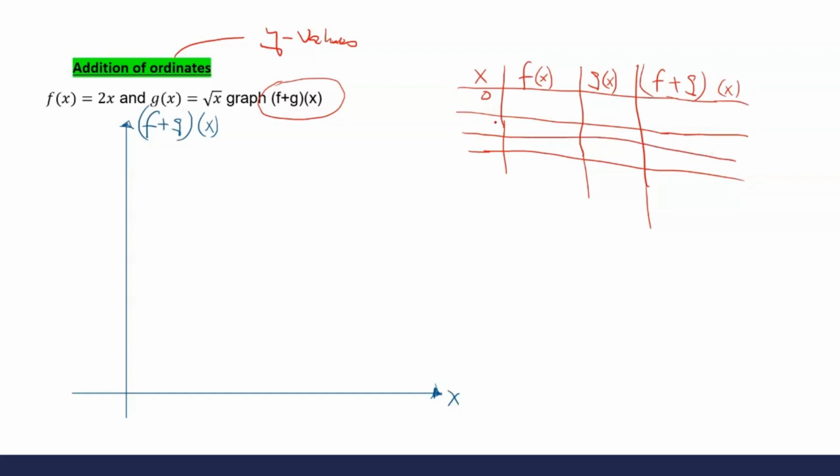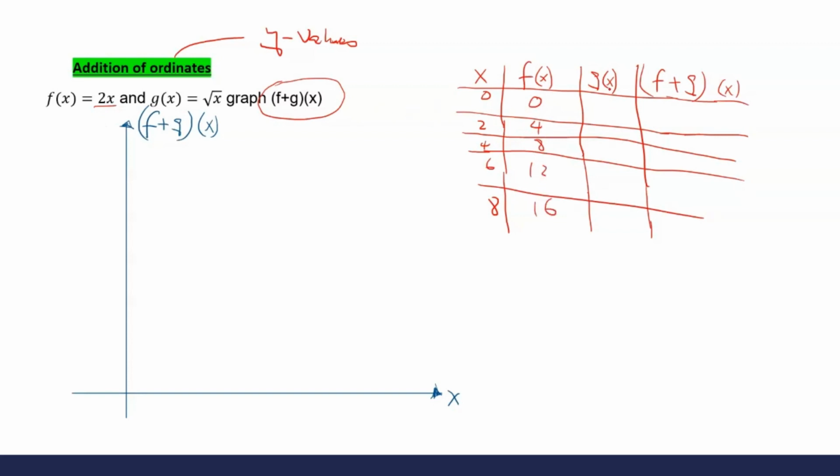So 0, 2, 4, 6 and 8. I'm going to choose those set of values of x. So I substitute back into my f of x. That gives me 0, 4, 8, 12, 16.